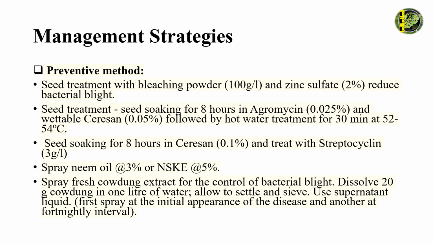Seed treatment can also be done by soaking the seeds in sericin 0.1% solution for 8 hours before treating with streptocycline and antibiotic at 3 grams per liter of water. 2 sprayings of neem oil at 3% or neem seed kernel extract at 5% or cow dung at 20 grams per liter of water is also recommended for the control of this disease. The first spray can be given at the time of initial appearance of the disease and another at fortnightly interval.